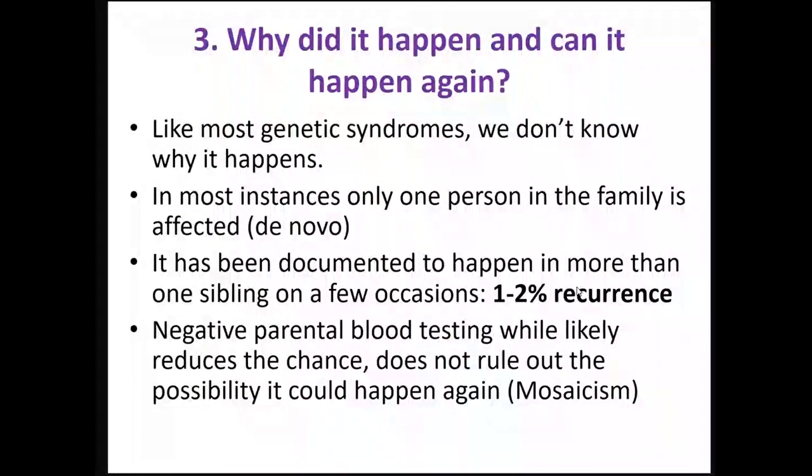So if mom and dad had their blood work done and it was negative, that reduces the chances, yes, but it does not completely rule it out, because you're only testing the blood. The only way to know for sure is to test the sperm or the egg, which is really not a common or feasible test in regular practice. So this is what we call mosaicism, which you cannot rule out completely based on a negative blood test. So just keep that in mind.